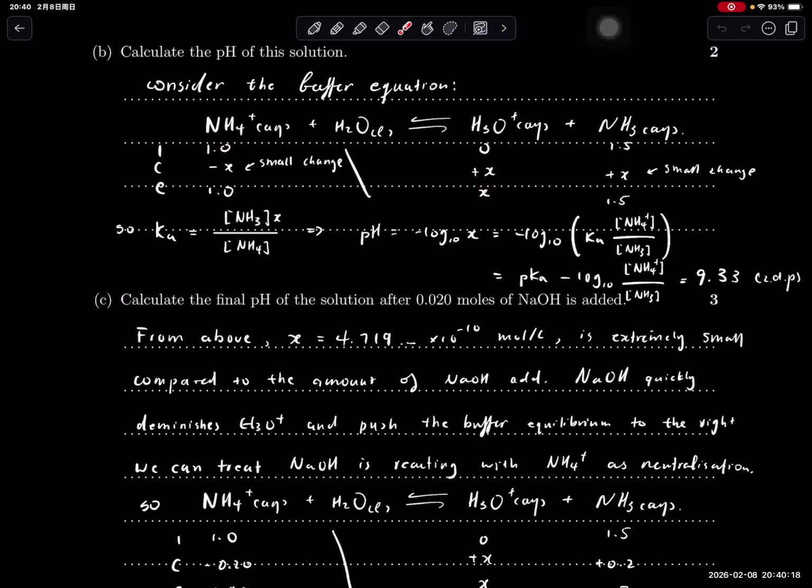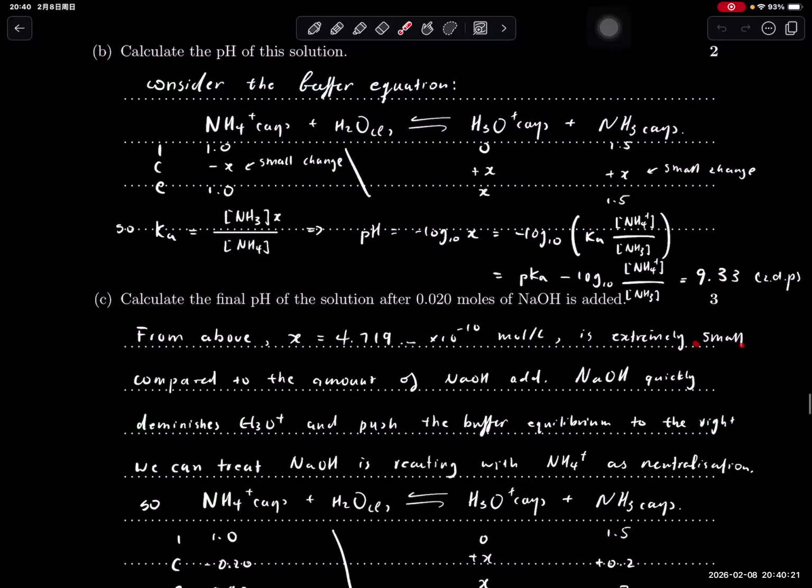The X is extremely small compared to the amount of sodium hydroxide added. So when sodium hydroxide is added, it will first neutralize whatever hydrogen ion is in equilibrium, but since that's so insignificant, after this is finished it goes ahead and reacts with our conjugate acid. But this is so little, we might as well pretend it doesn't exist. So we just say that the sodium hydroxide goes straight to react with this.